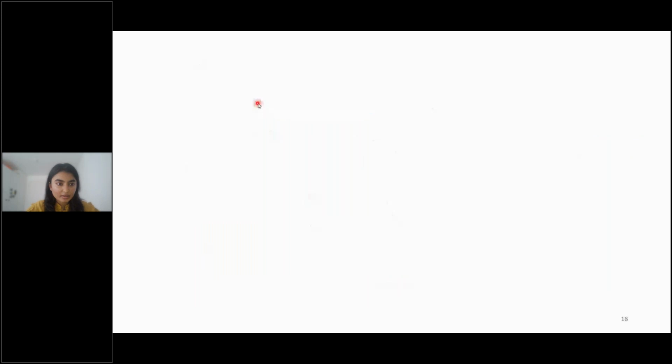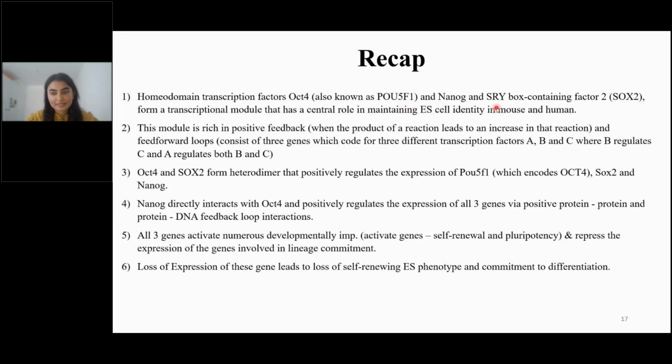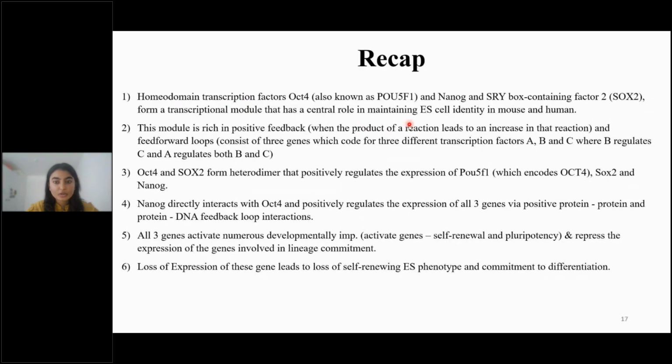Then, just a recap: homeodomain transcription factors. OCT4 is also called POU5F1, so in some papers they mention OCT4 as POU5F1, and NANOG. And then we obviously have the SOX2 gene, and they form the transcriptional module that has a central role in maintaining the embryonic stem cells. If these are properly functioning, then a cell can be in a stem cell state, or it can start differentiating depending upon the concentration.